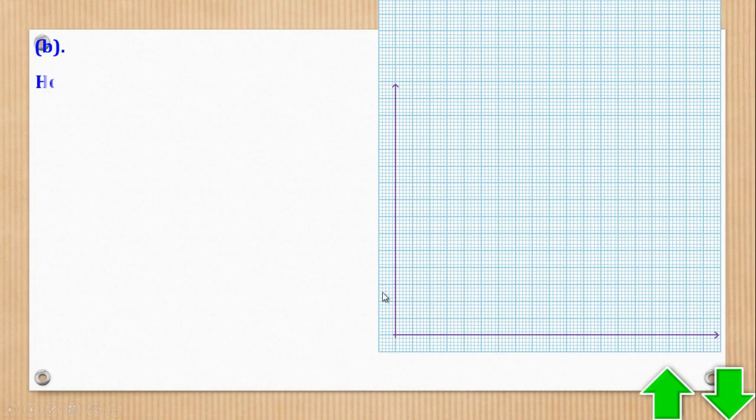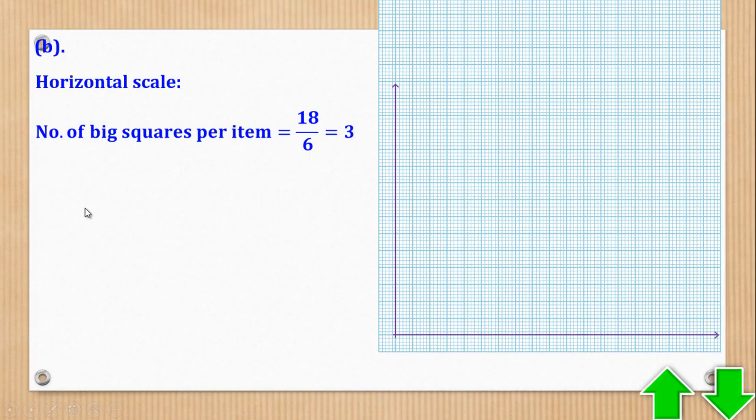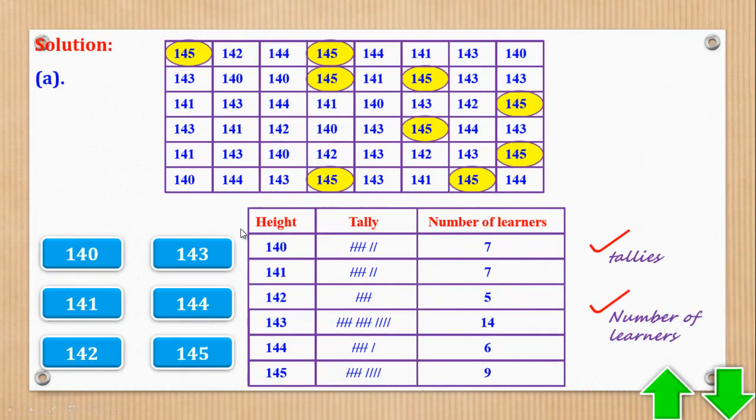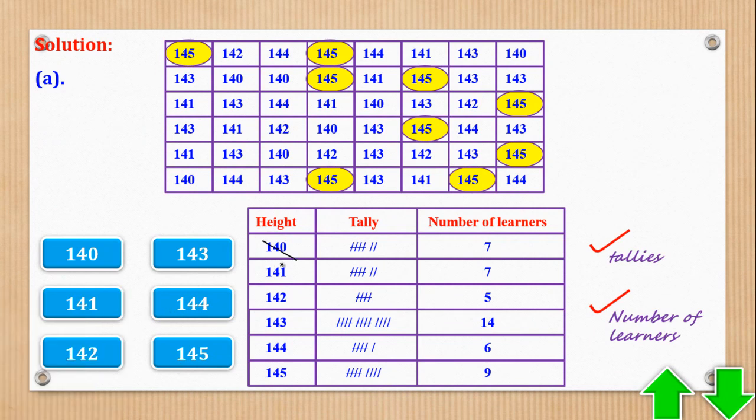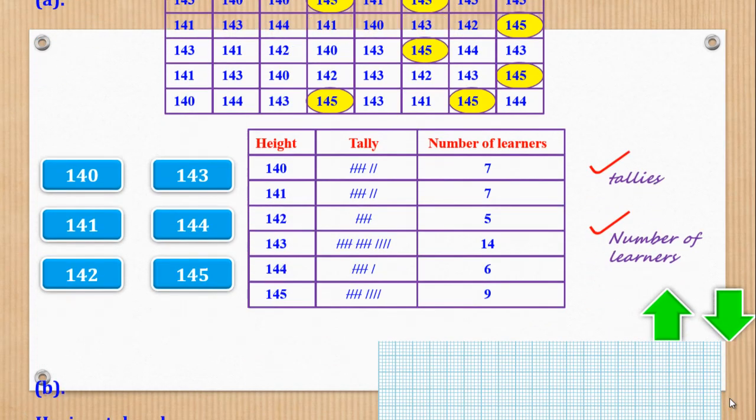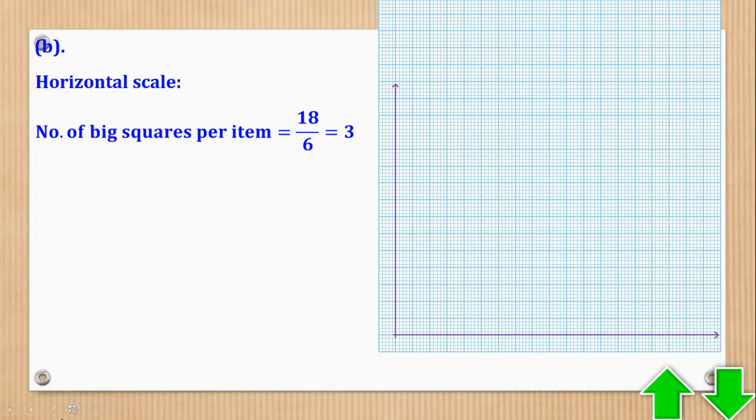Therefore, for the horizontal scale, we only count the number of items. There were 6, if you look at this. So this is what I mean by items: 1, 2, 3, 4, 5, 6. So those are 6 items. Therefore, we need to know how many big squares will be needed for each item. So we shall use the formula 18 over the number of items.